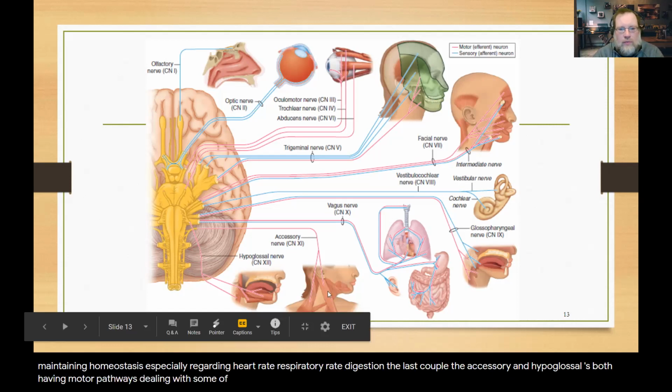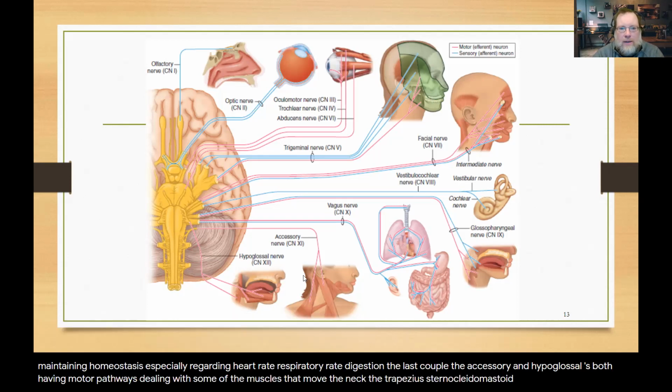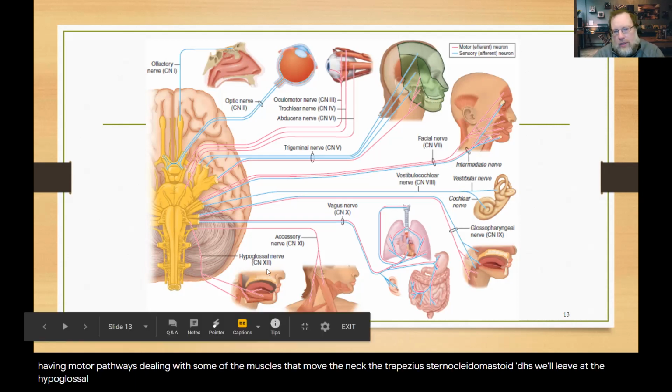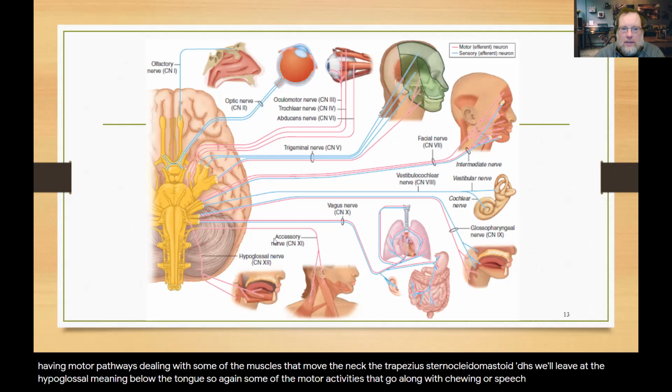And then the last couple, the accessory and hypoglossals, both having motor pathways dealing with some of the muscles that move the neck, the trapezius, sternocleidomastoids. So we'll leave at the hypoglossal, meaning below the tongue. So again, some of the motor activities that go along with chewing or speech would come from the hypoglossal nerve.